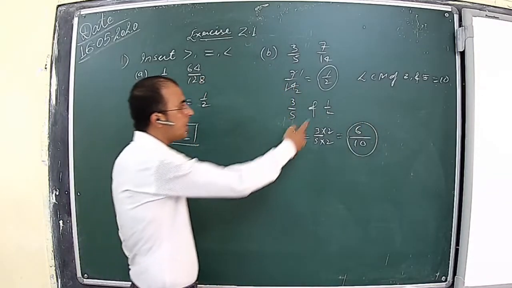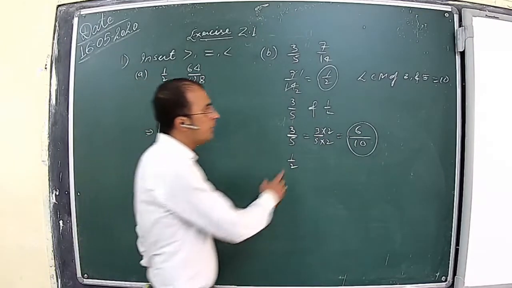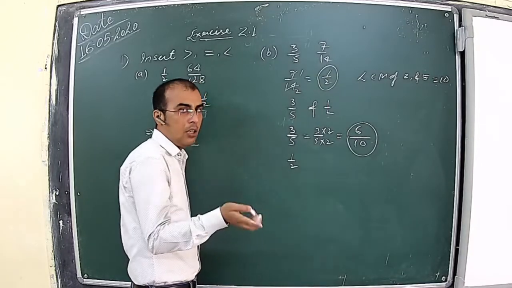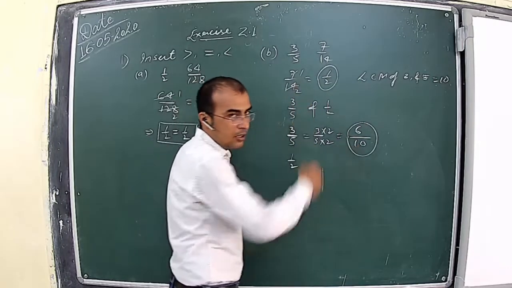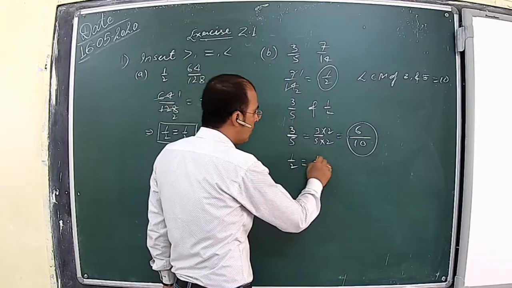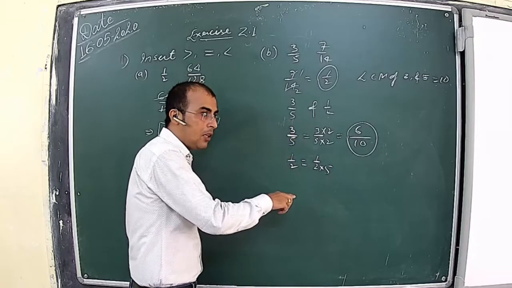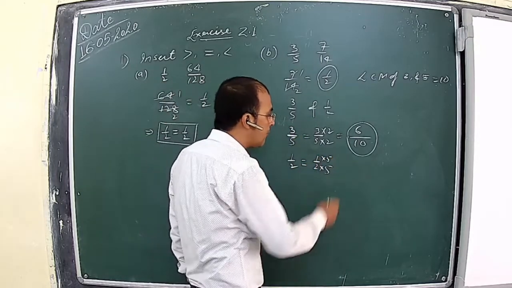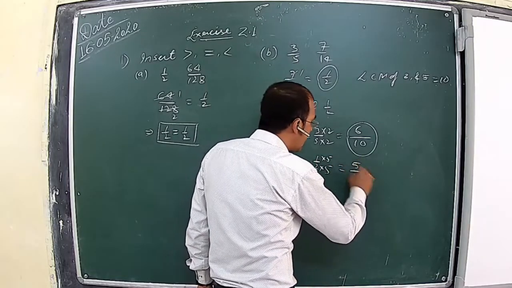And again 1 by 2, the other number. Here you know that the LCM of 2 and 5 is 10. So the denominator should be 10. Which number will you multiply by so that the value becomes 10? We multiply 1 by 2 by 5. If you multiply the denominator by 5, in the numerator also you will multiply by 5. So it will be 5 by 10.